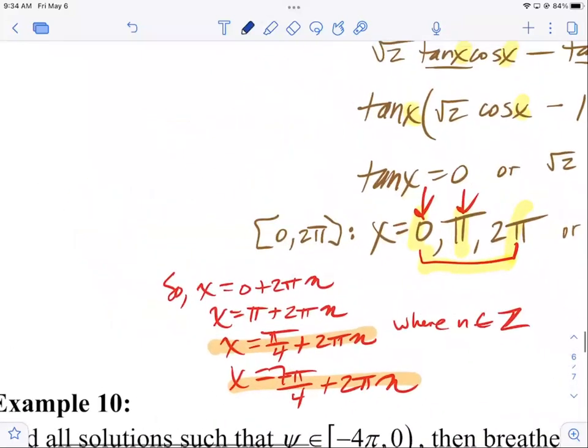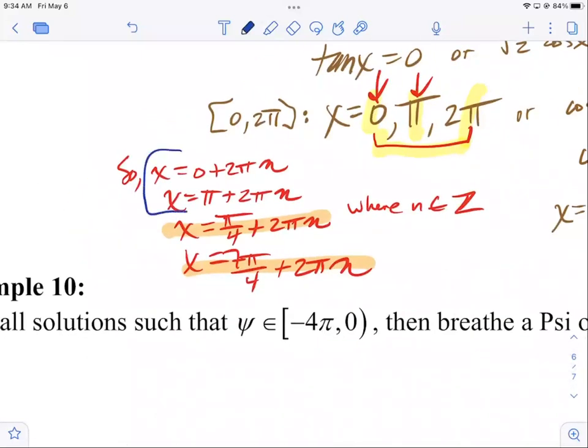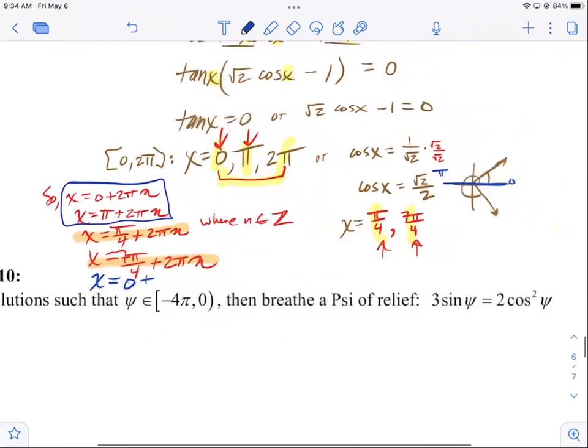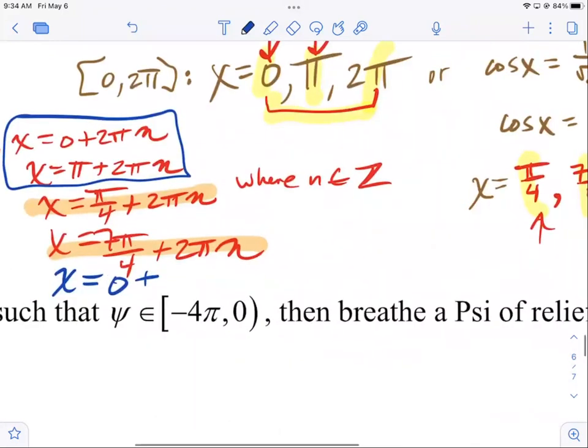So if this were a multiple choice question, I might consolidate those two into a single one, right? I could write that as what? X equals 0 plus not 2 pi n, but how would I then guarantee that I land on the x-axis every time? Pi n. Very good. 0 plus pi n, or just pi n, right?